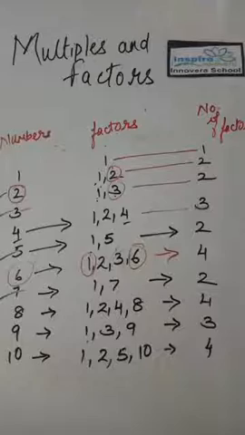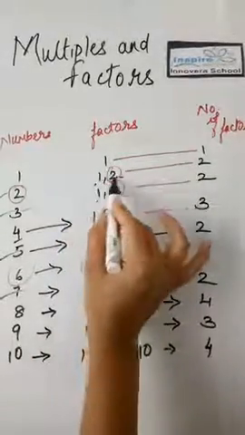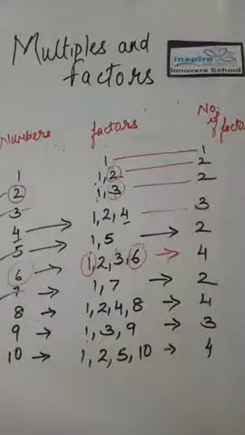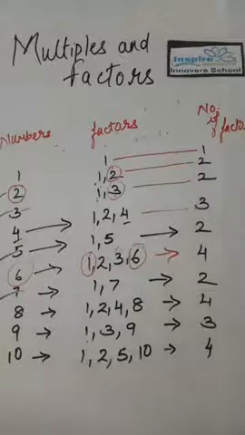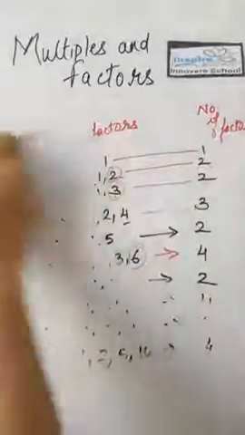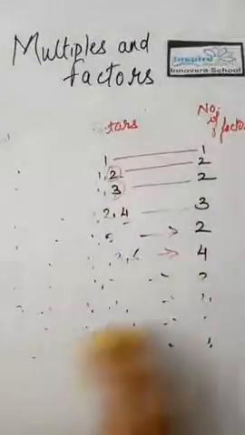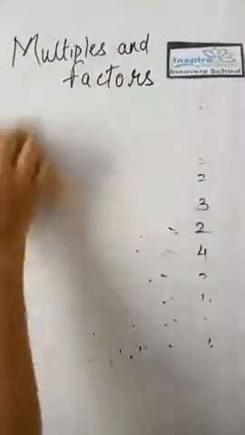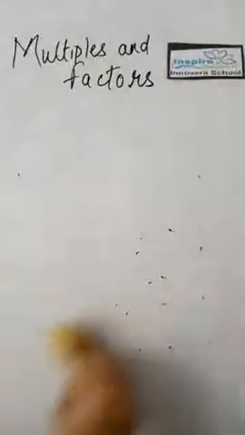Yes. So such numbers are greater than 1. 2 is greater than 1. So we have only 2 factors, 1 and the number itself, and these are called prime numbers. So what are prime numbers? The numbers which have only 2 factors, 1 and itself, are called prime numbers. What are prime numbers?